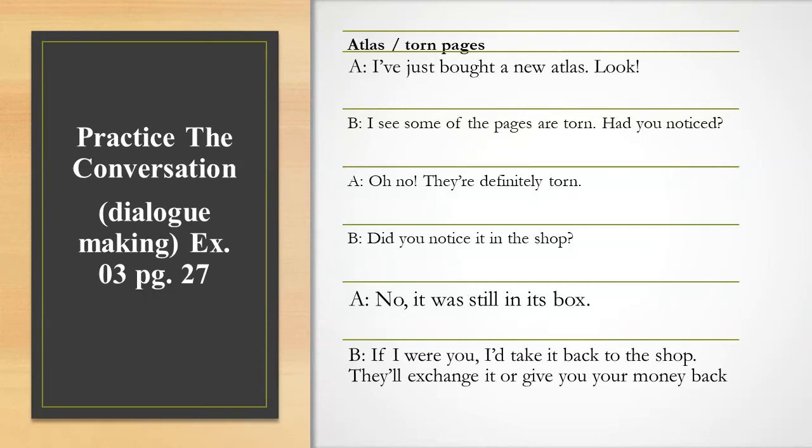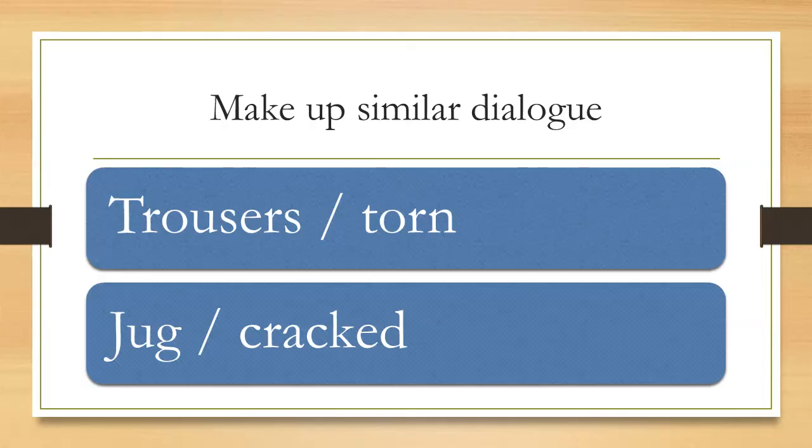So in this way you are going to make 2 more dialogues, and the words given to you are trousers and torn, jug and cracked. So you can see in the first, trousers are torn. Make up a dialogue. In the second part, jug is cracked.